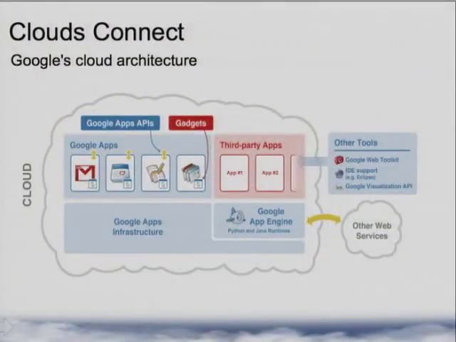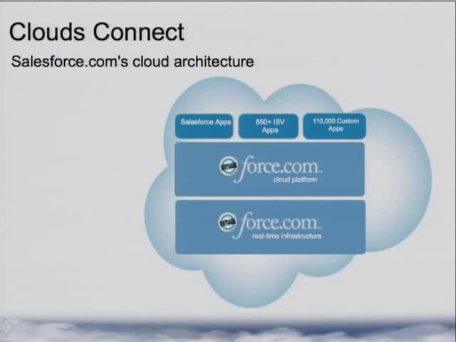But I wanted to show this architecture alongside the Salesforce architecture so you can see how really similar they are. So there's a slide you saw earlier. It's the infrastructure. On top of the infrastructure is the platform. On top of the platform are the apps. And there have been more than 850 ISV apps built on our platform. We have over 1 million users and over 60,000 customers.